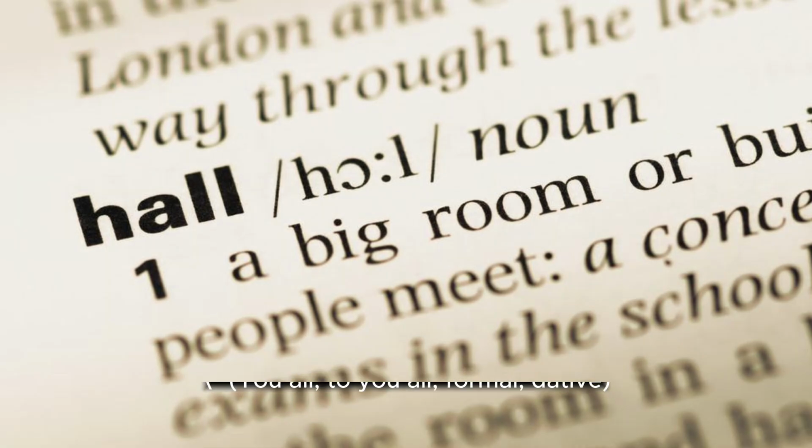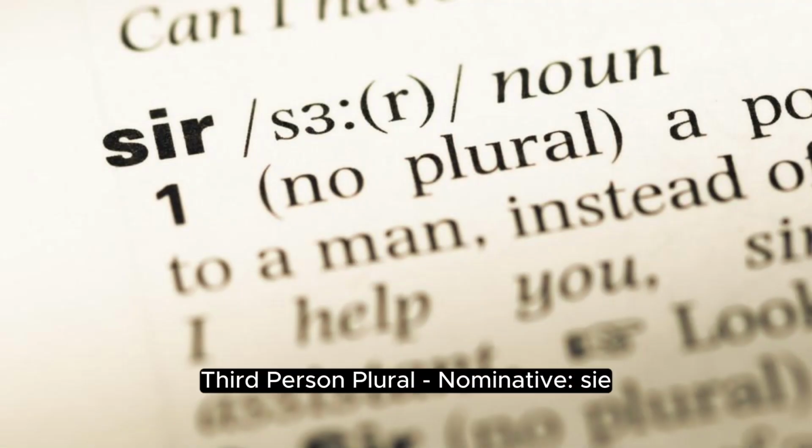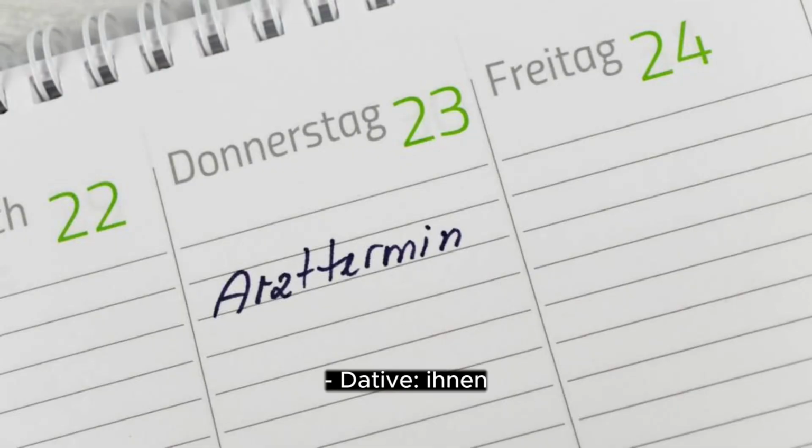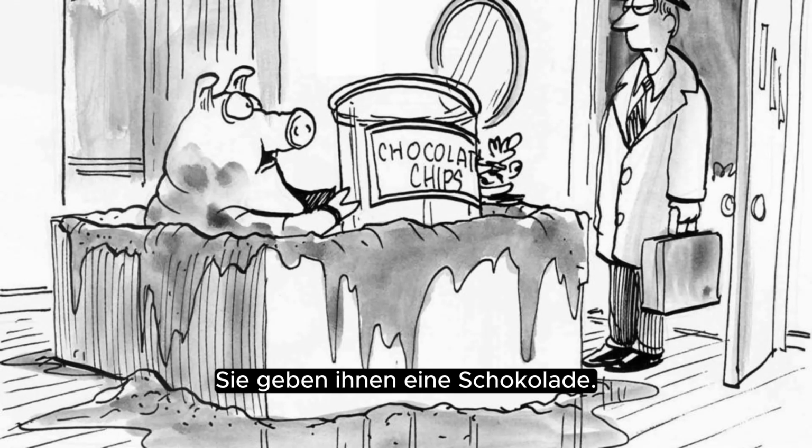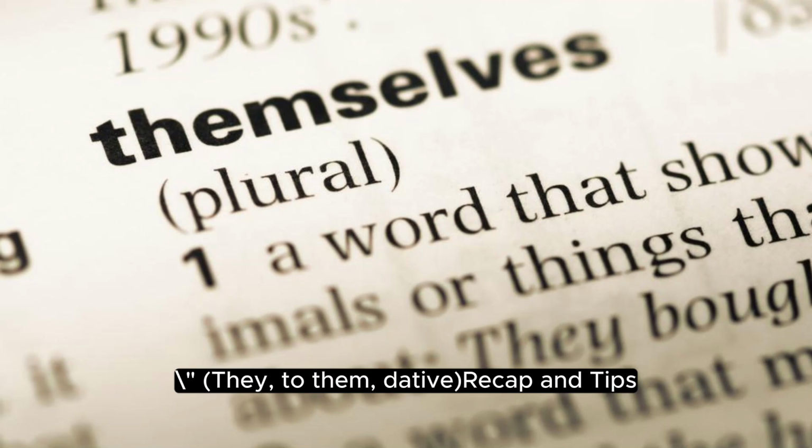Formal, dative. Third person plural, nominative, sie. Dative, ihnen. Example, Das sind Petra und Jürgen. Sie geben ihnen ein Kleid. They, to them. Dative.